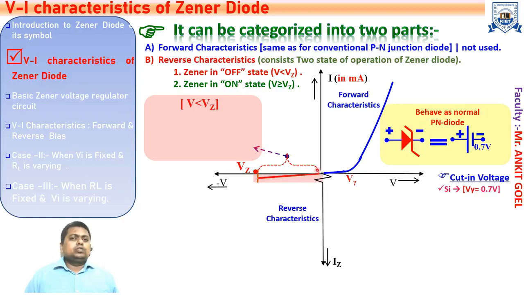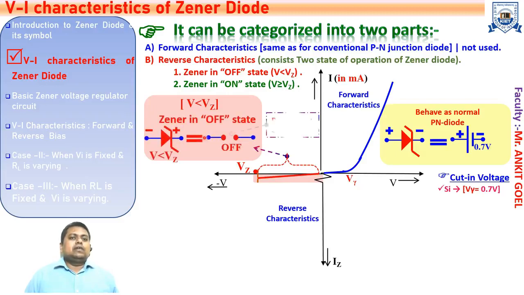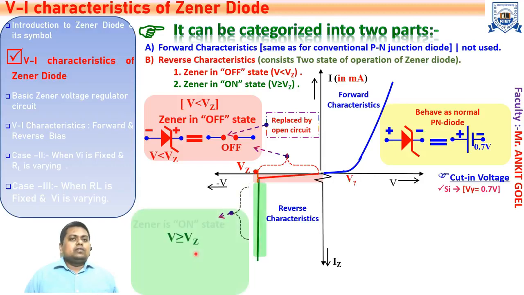The current is almost zero, so there will be no current flowing through the Zener diode, and it will be treated as an off state. So we will replace it by an open circuit. While for a voltage greater than the Zener voltage, the Zener diode will be treated in the on state, and the current will rise suddenly but the voltage across the Zener diode remains constant.